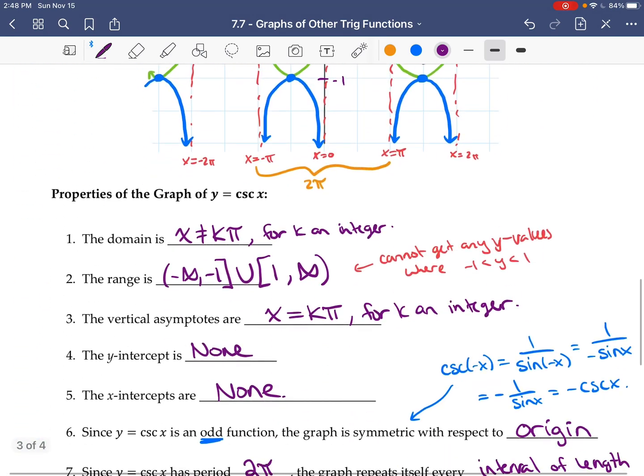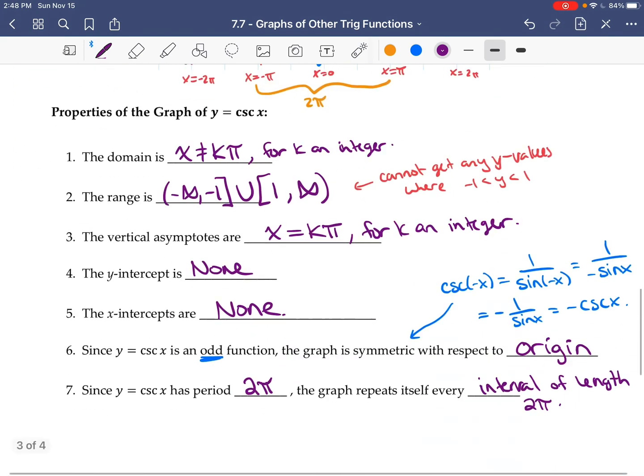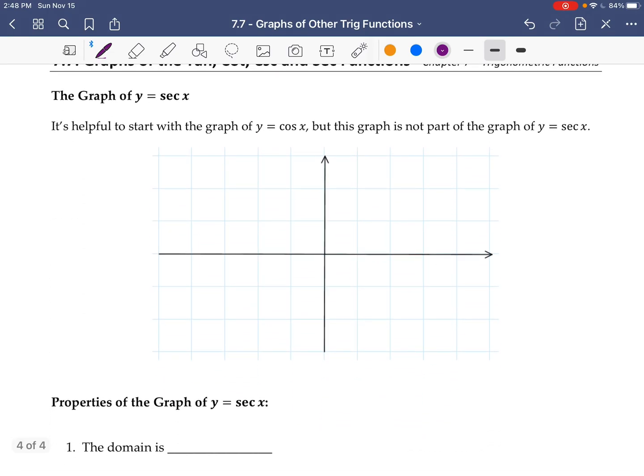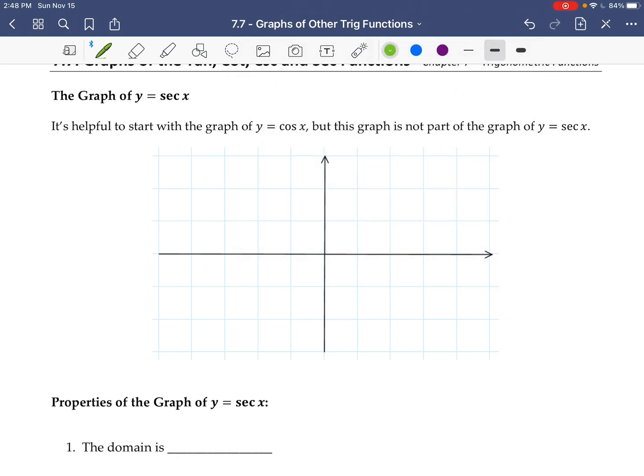Okay, so let's try secant. So again, secant is going to be very similar to cosecant, but we're going to start with the graph of cos x. So I'm going to graph cos of x. So remember, we start at 1, and then down to 0, and then to negative 1, back to 0, back up to 1. Okay, and then it continues in that pattern. So our graph for cosine looks like that.